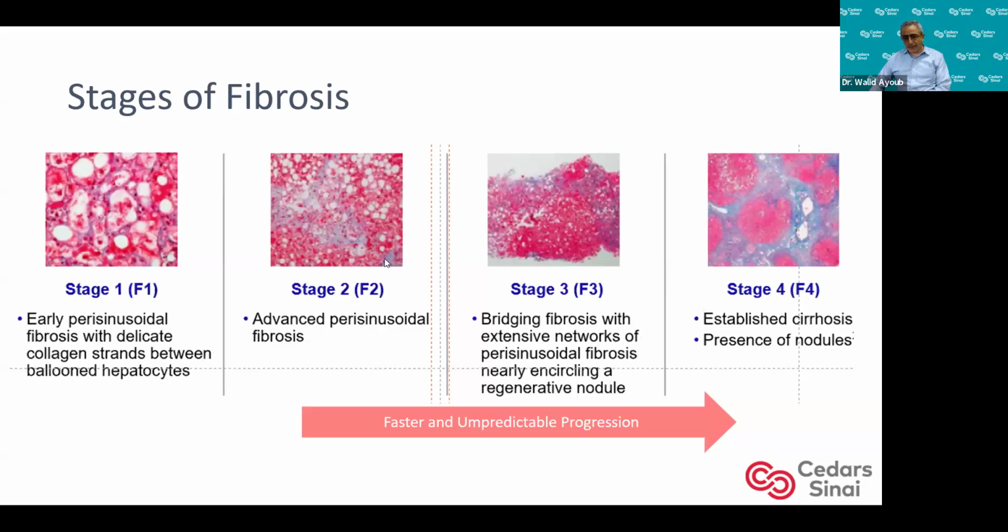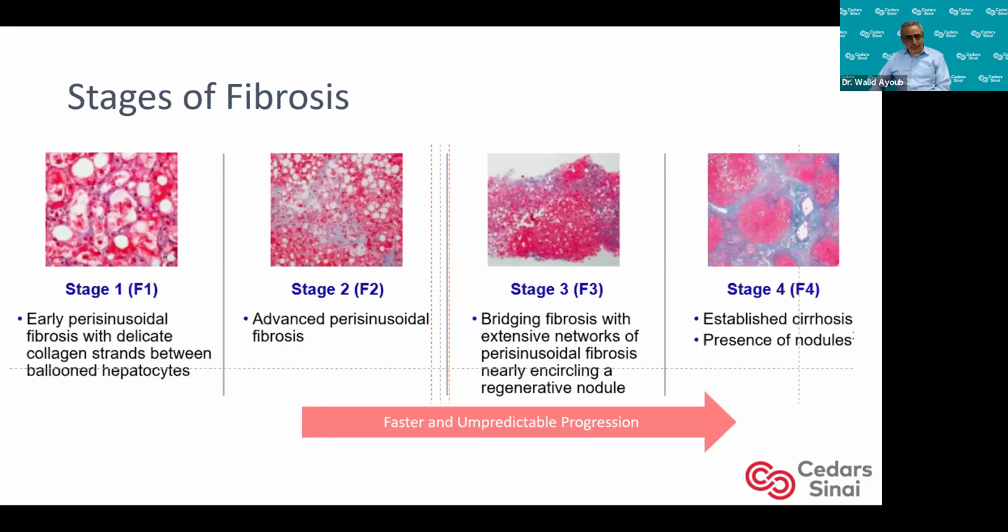So if you're moving from left to right, as more blue lines form, you move to stage 2. Then when you have a near complete formation of a nodule, you move to stage 3. And then stage 4 or cirrhosis, where you have normal liver tissue surrounded by a lot of scar tissue, thick bands of scar tissue. And as I mentioned earlier, when a patient hits F2 or stage 2, they are at a higher risk to move rapidly to stage 3 and stage 4.